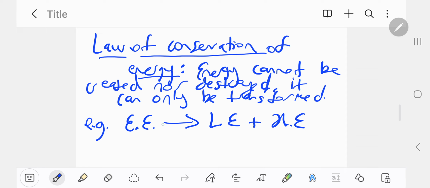You cannot create or destroy energy, you can only go between different forms. So in other words, you can't have a light bulb and just expect it to light up on its own spontaneously. This doesn't happen. So how does work come into this now?